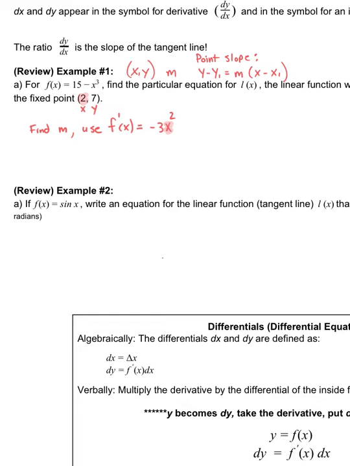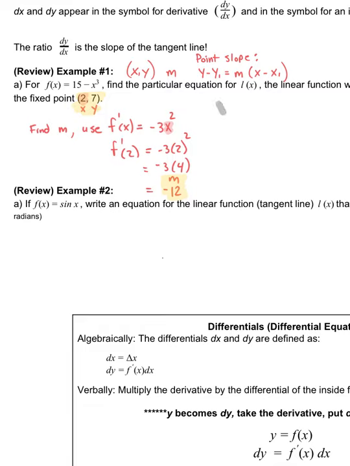All right, so we need f prime of 2. That would give us negative 3 times 2 squared. If we follow the order of operations, that gives us negative 3 times 4. 2 squared is 4. And that gives us an m of negative 12. There you go, there's our m. Now we have enough to write our equation.